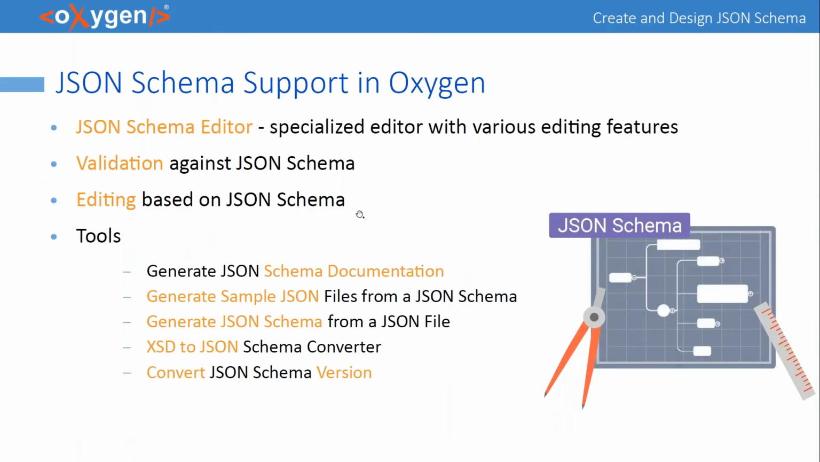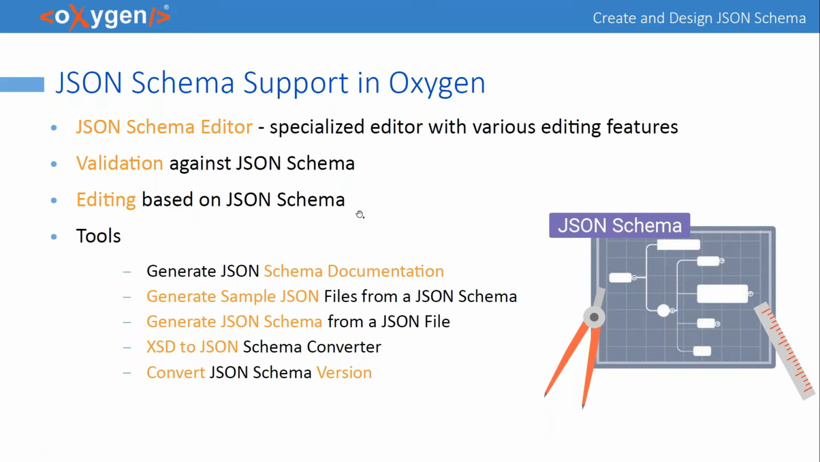So JSON schema support in Oxygen. We have a specialized editor with various editing features and different pages that you can use to edit JSON schema. We have validation against JSON schema, so you can validate YAML or JSON documents with a JSON schema, and editing based on JSON schema. So we have content completion support and editing support for JSON documents based on JSON schema.